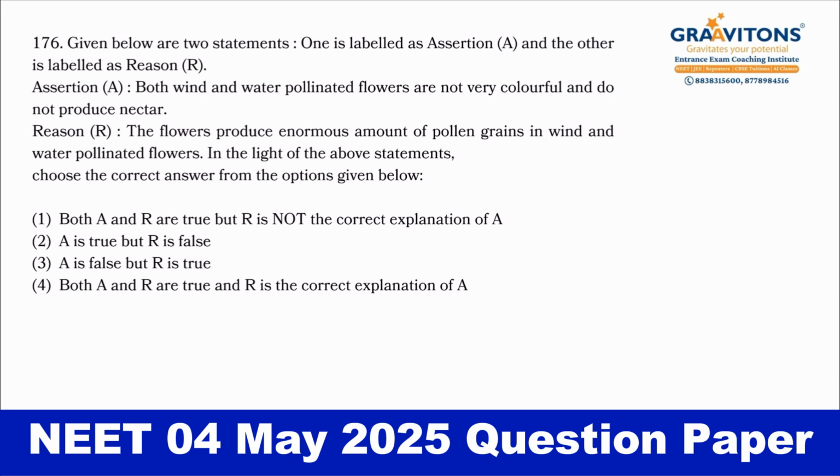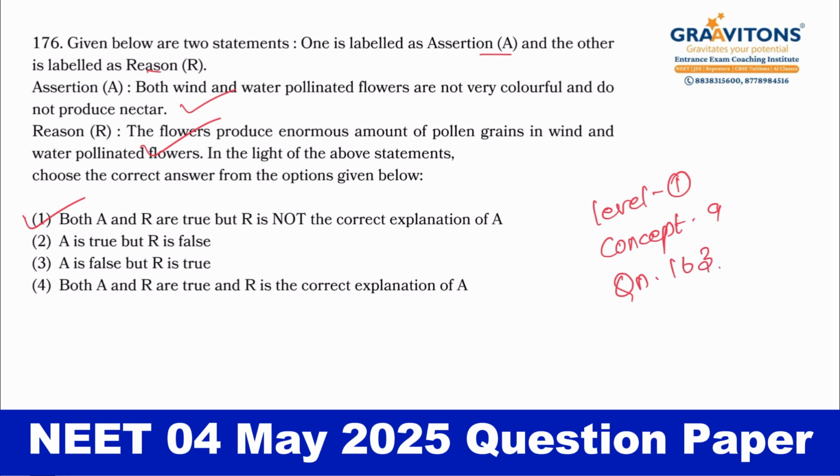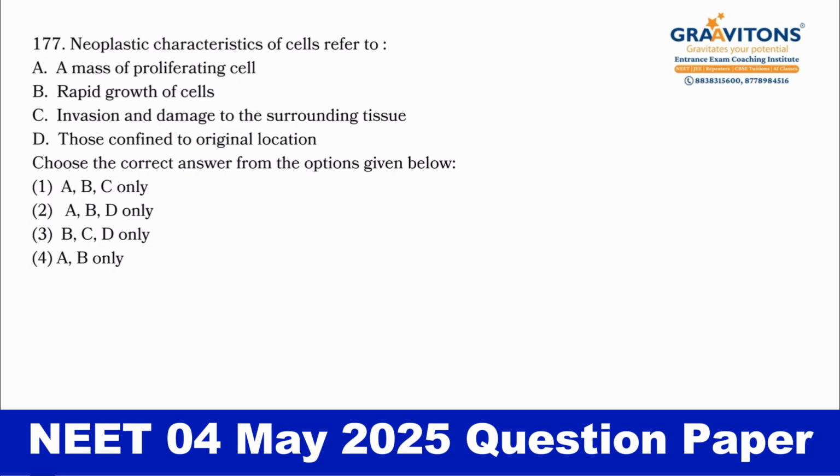And next one, question number 176. Given below are two statements. One is labeled assertion and the other reason. So let us directly move on to the question. Both wind and water pollinated flowers are not very colorful and do not produce nectar. This is correct. And next one, the flowers produce enormous amount of pollen grains in wind and water pollinated flowers. This statement is also correct, but it is not the correct explanation. So answer for this question is option 1. Again, this question you could find in our book in level 1 of concept 9 as question number 163 in our material.